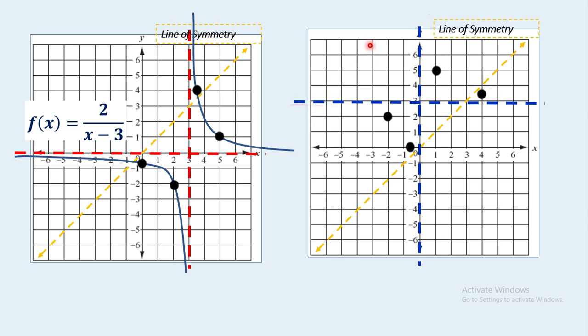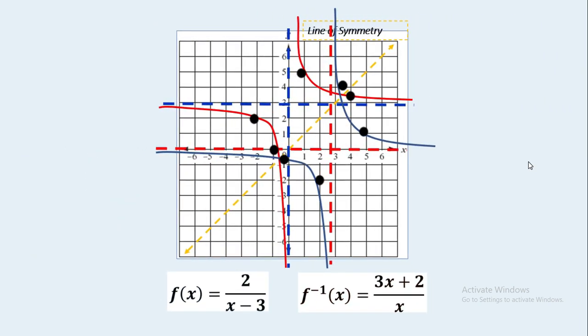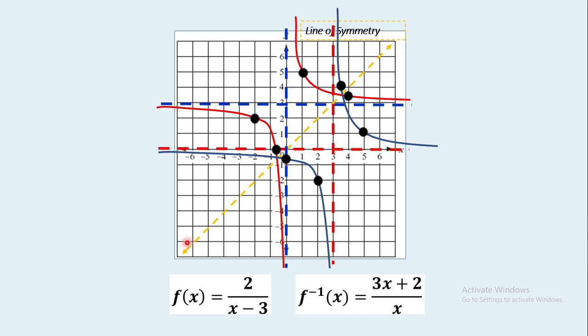So now we connect these points. We can now have this graph. This graph is now the graph of the inverse of this original function, which is f inverse of x equals 3x plus 2 over x. Again, the first graph is the graph of the original function, and the second graph is the graph of the inverse of this original function. Now, if we are going to plot the graph of the original function and the graph of the inverse function in one Cartesian plane, the graph will look like this. Shall we observe, we have this line of symmetry, as I've said, because the graph of the inverse function is just a reflection of the graph of the original function.